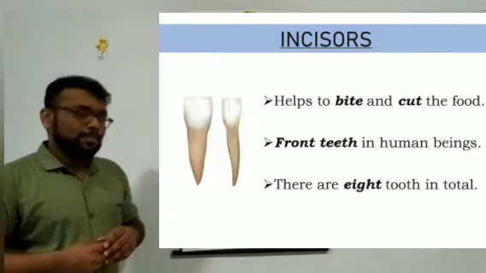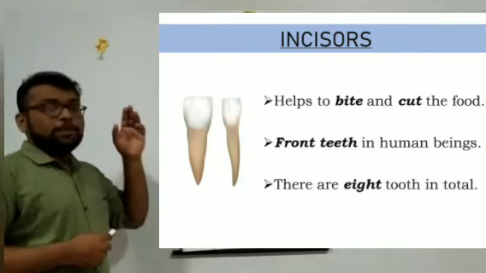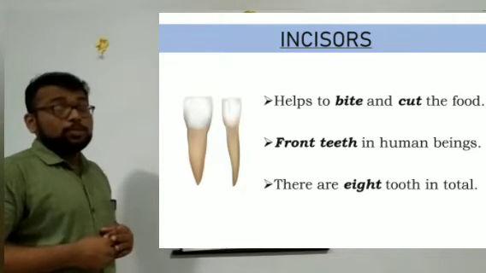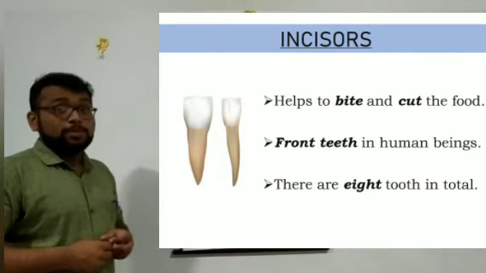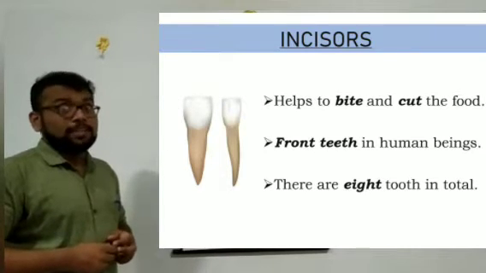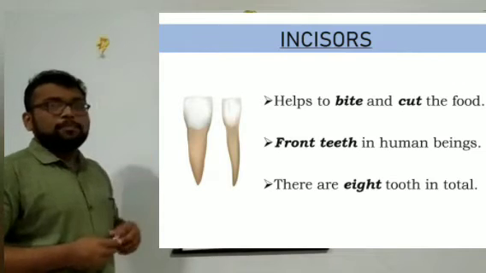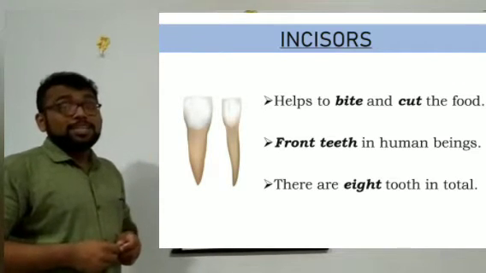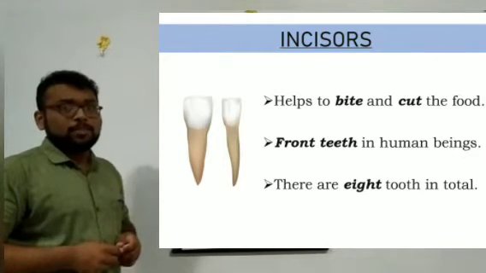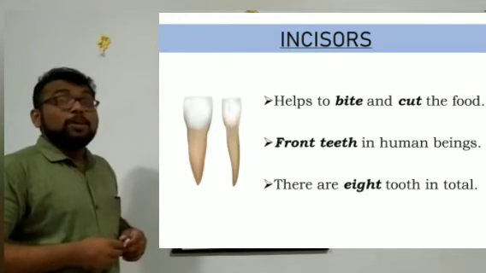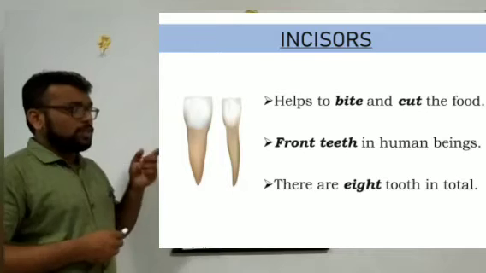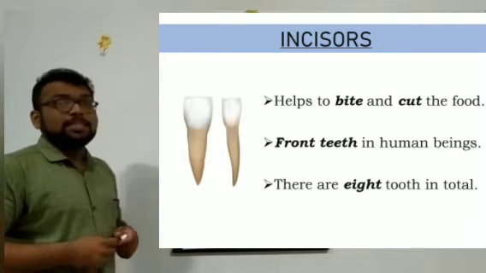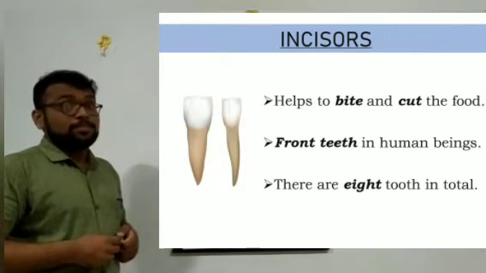Are you ready? Yes. The first point is, helps to bite and cut the food. Here is the second point. The second point is front teeth in human beings. Now, we can see the third point. What is the third point? Yes. There are 8 teeth in total.